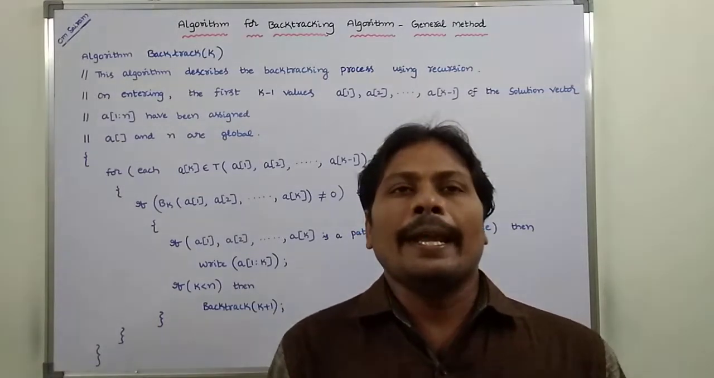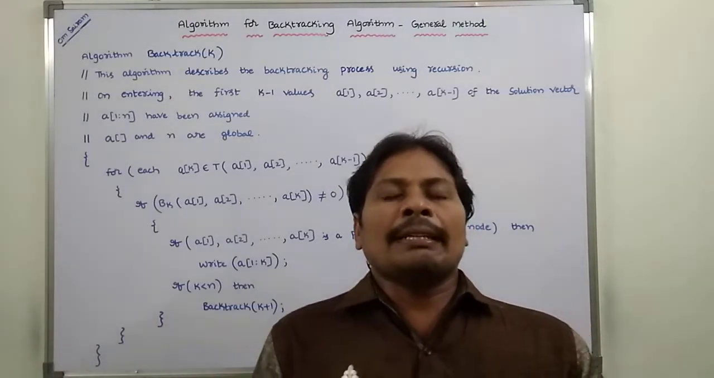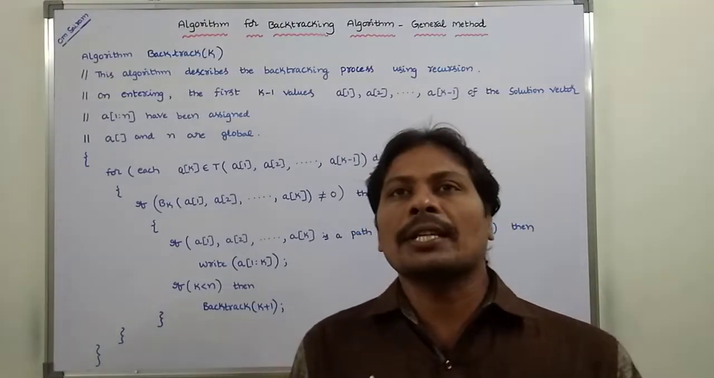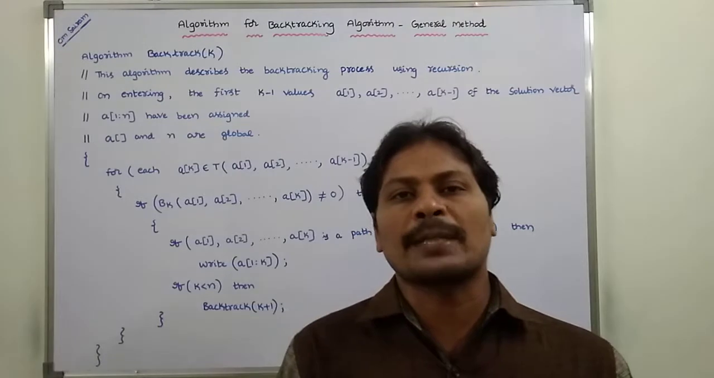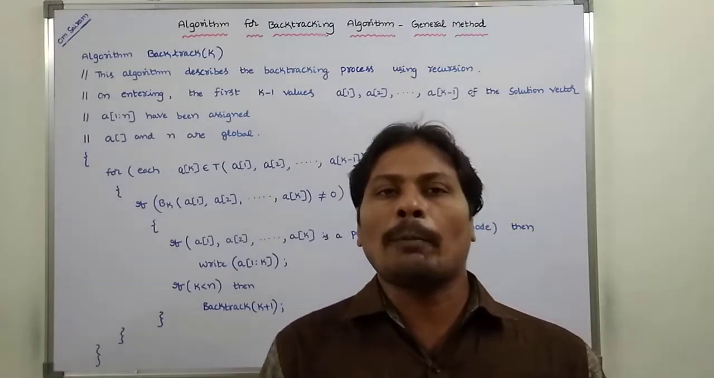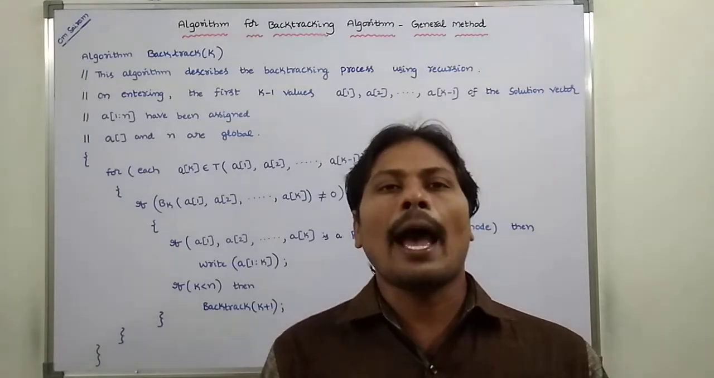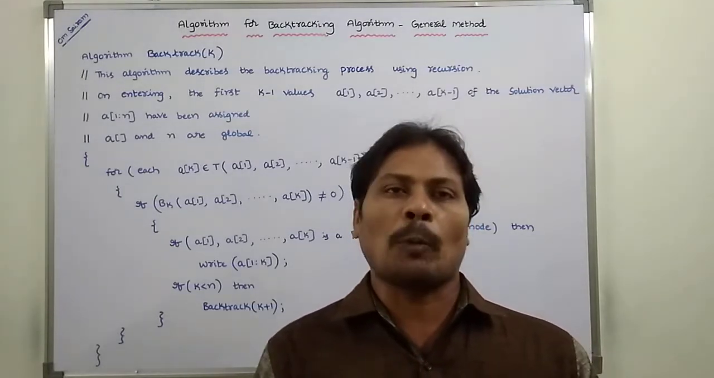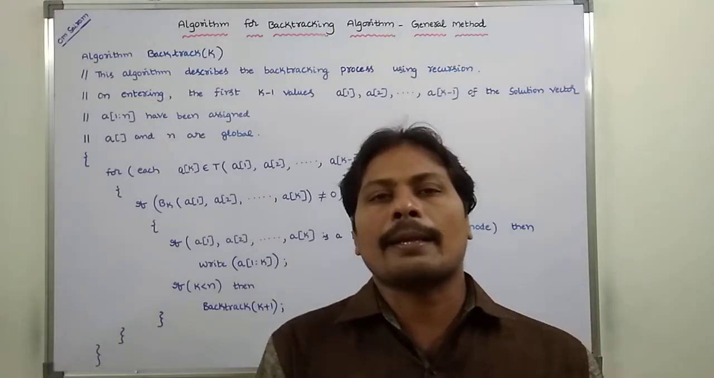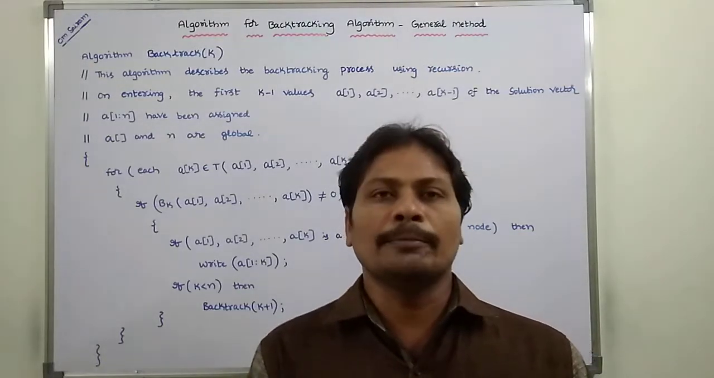Mainly, the first application is the n-queens problem. The second application is the sum of subsets problem. The third one is the graph coloring problem. The fourth one is the Hamiltonian cycles problem. These are the four applications of the backtracking method.